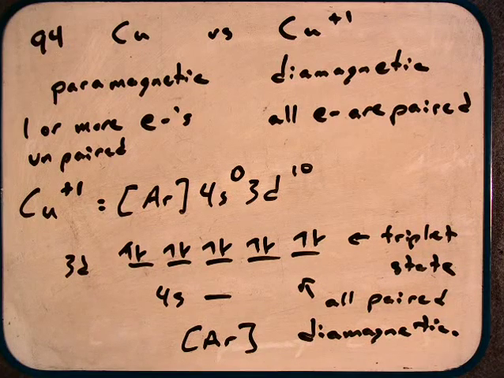So this whole idea of paramagnetism or diamagnetism is really dependent on the electrons and whether these electrons are all paired or not. For neutral copper, we have one unpaired electron, i.e. it's paramagnetic. With copper plus 1, all the electrons are paired up, and so it is not paramagnetic, it is diamagnetic. That is number 94.